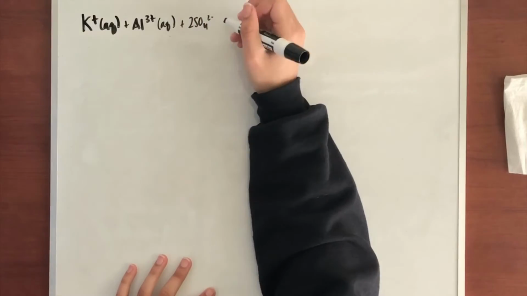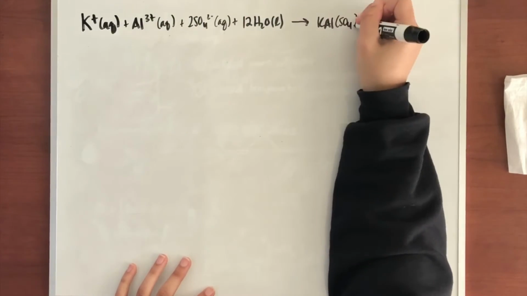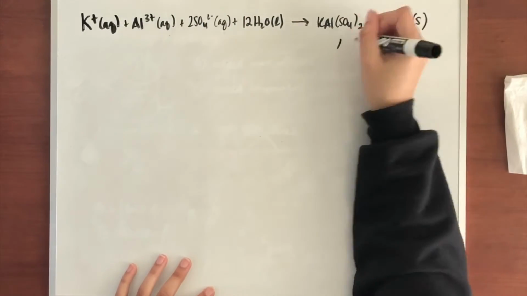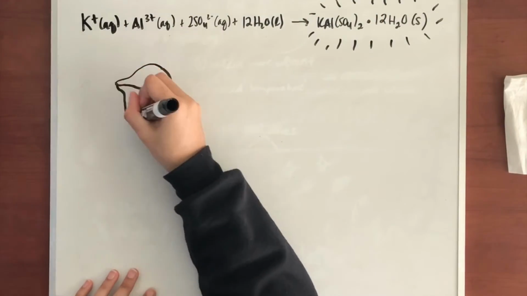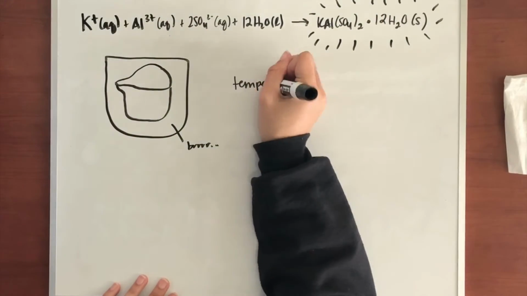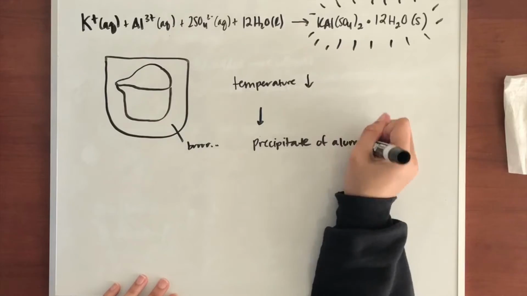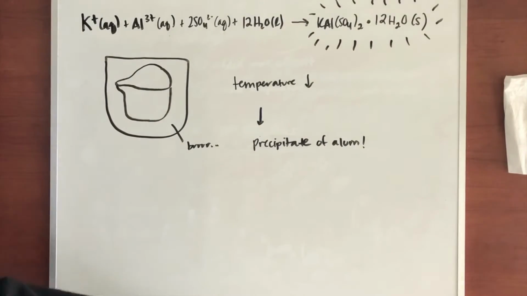Next, we took our solution and we stuck it in an ice bath to lower the temperature. Since solubility increases as temperature increases, lowering the temperature would lower the solubility of the alum molecule in the solution so that it precipitates out of it as a solid.